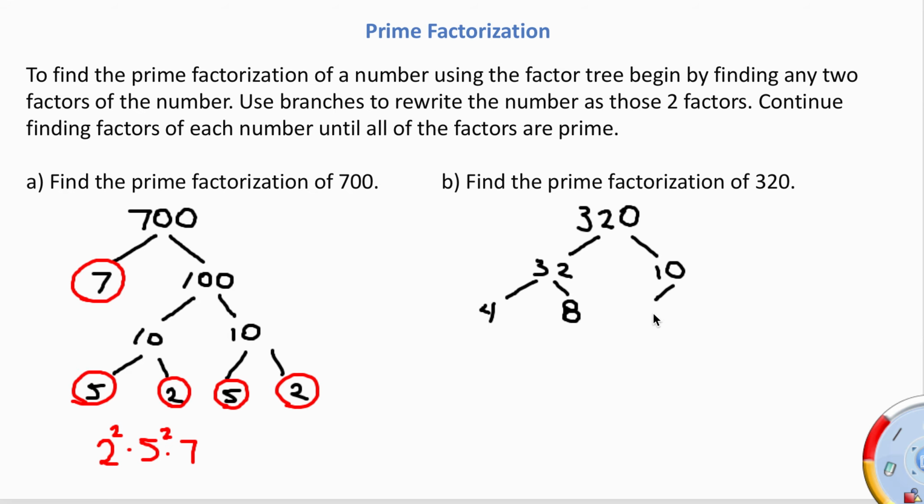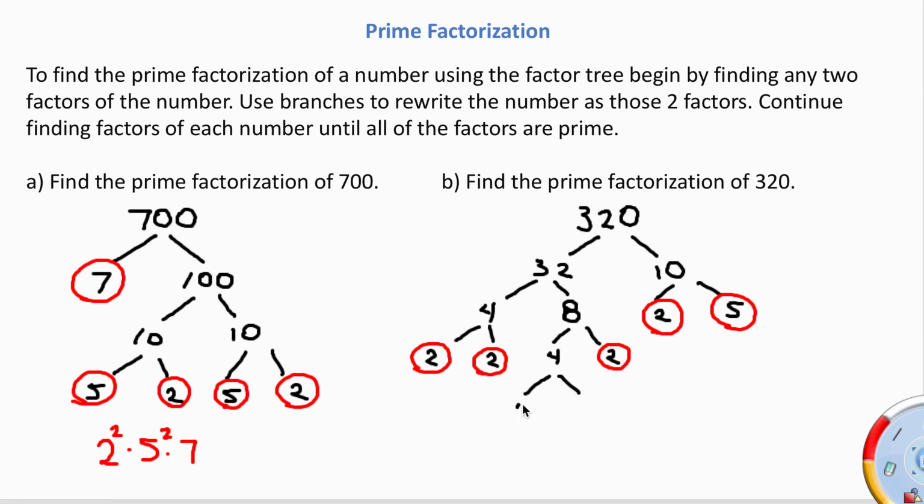And 10 is 2 times 5, or 5 times 2. And notice that's the only ones you can come up with for 10. That's another clue that, hey, those are prime numbers, and I'm finished with that. Okay, 4 is 2 times 2, the only way I can get 4. And 8 is 4 times 2. So I see some prime numbers there. But I still have a number that I'm not finished with. So 2 times 2 again.